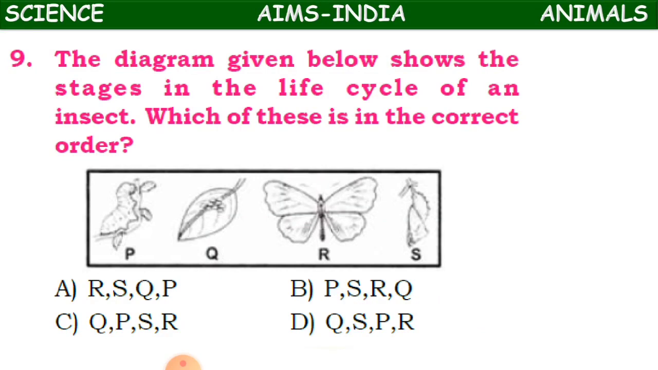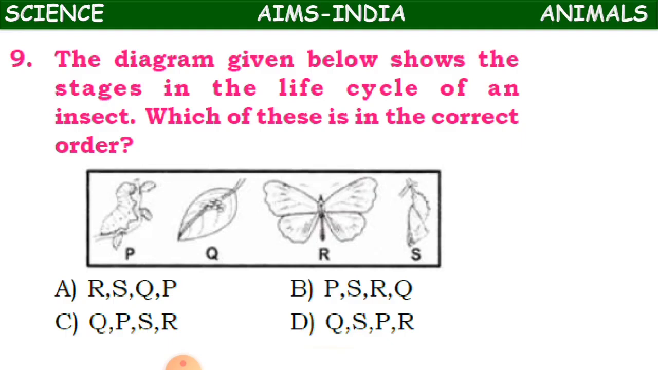Now we'll go to the 9th question. The diagram given below shows the stages in the life cycle of an insect. Which of these is in the correct order? See, just now we have discussed the life cycle of a butterfly. Here also the same is given, but it is given in a wrong order. So we have to identify the correct order.